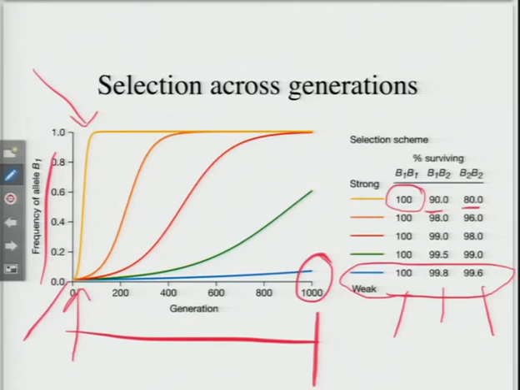It is. The B1 genotype has a systematic advantage over either of the other two genotypes. Systematic advantage, differential reproductive success, that's selection. It's just that the systematic advantage is tiny. 100% likelihood of surviving and reproducing versus 99.8. That's a systematic advantage. But over 1,000 generations, it adds up.